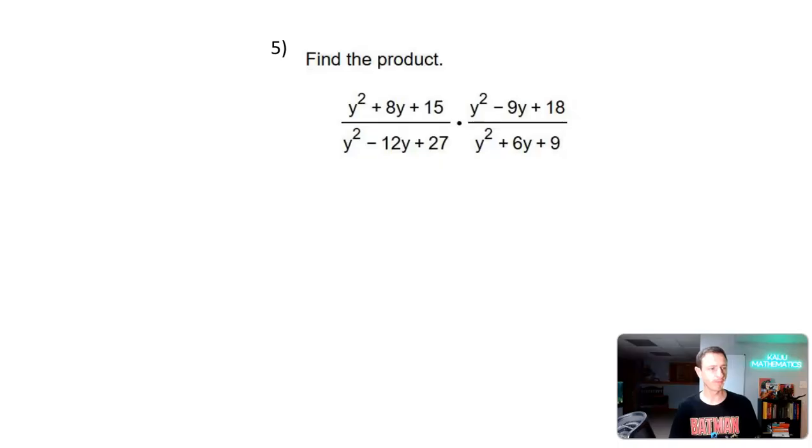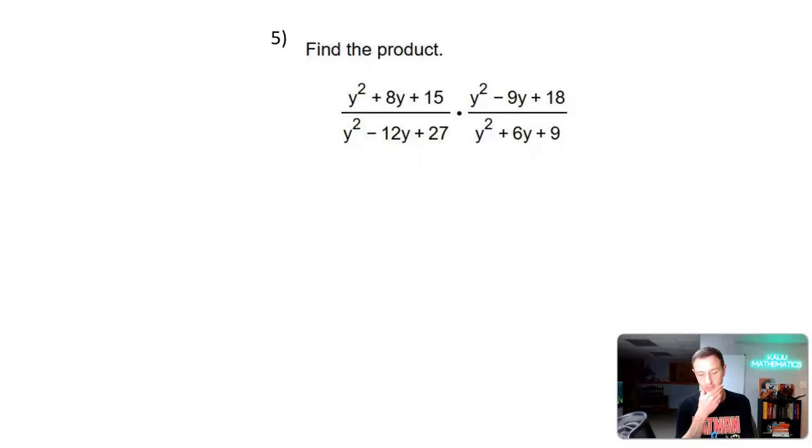Another multiplication problem, finding the products. Y squared plus 8y plus 15 all over y squared minus 12y plus 27, times y squared minus 9y plus 18 over y squared plus 6y plus 9. This is a good problem.